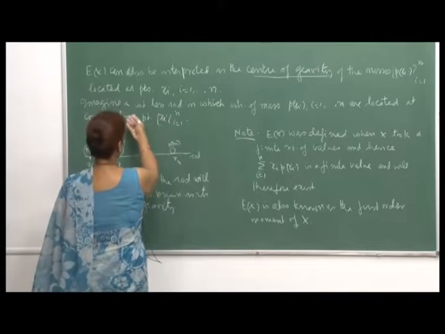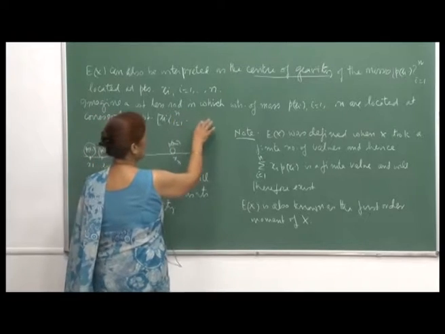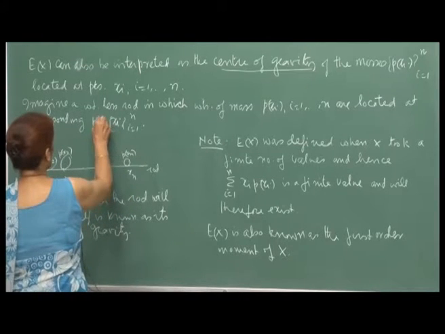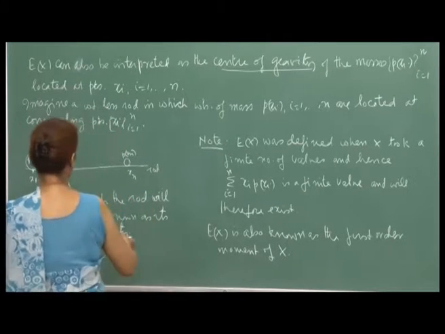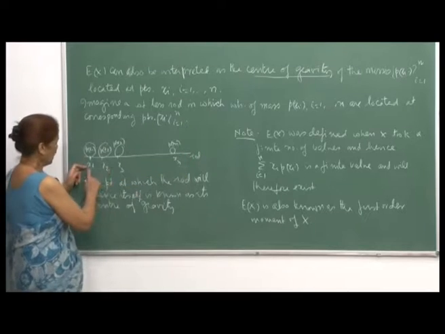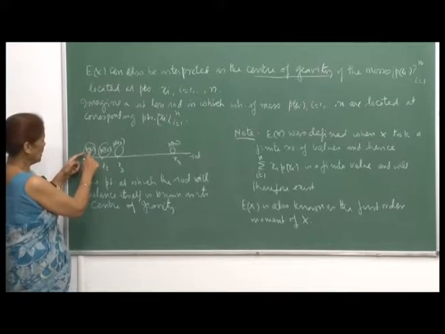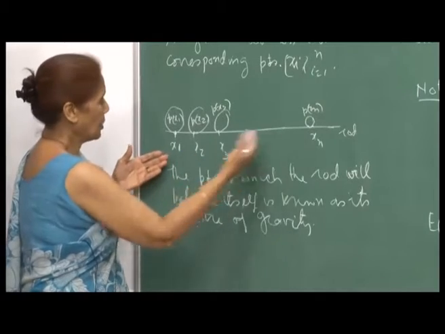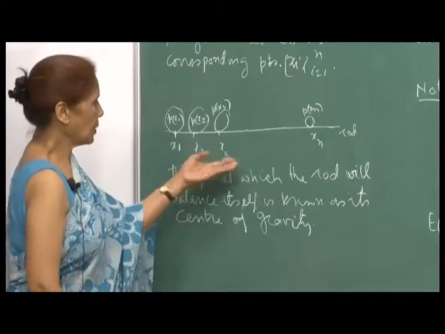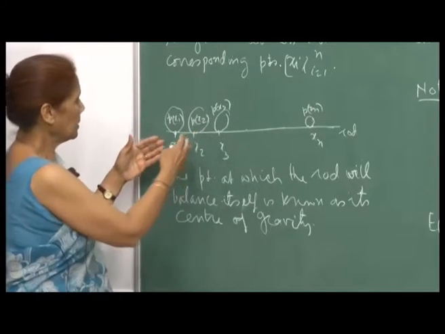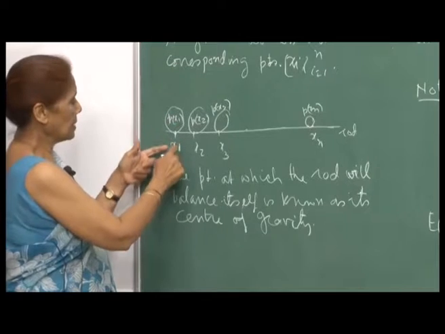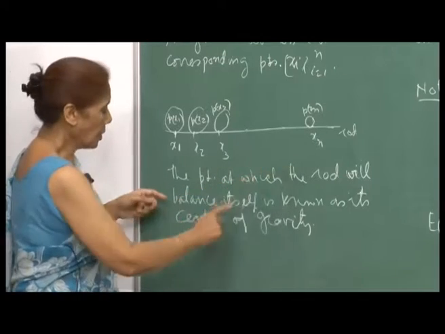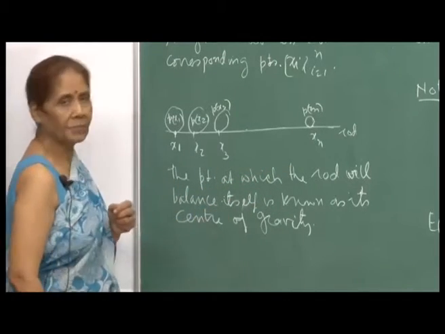Now, you imagine a weightless rod in which masses p(x_i) are located at the corresponding points x_i, i varying from 1 to n. So, imagine that this is the weightless rod, and you have placed these masses, p(x_1) at x_1, p(x_2) at x_2, and so on. I have taken the points to be x_1, x_2, x_n, this is one distribution, but it could be distributed anywhere, and the diagram will be the same: p(x_1) is the mass located at x_1, p(x_2) is the mass located at x_2, and so on. Now, the point at which the rod will balance itself is known as its center of gravity.